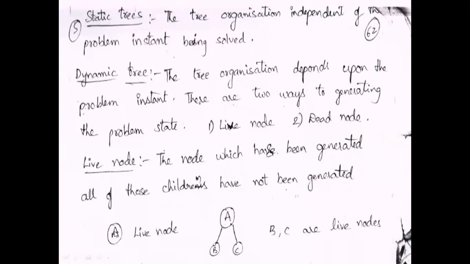Suppose A is a live node. A has not generated any children, so A is a live node. It generates one child, B, and then generates another child, C. Suppose the A node has only two children. After generating two children, A became a dead node. Now the live nodes are B and C, which have not generated any children. A live node means a node which can still generate children.